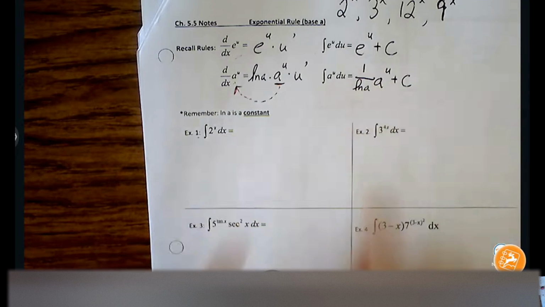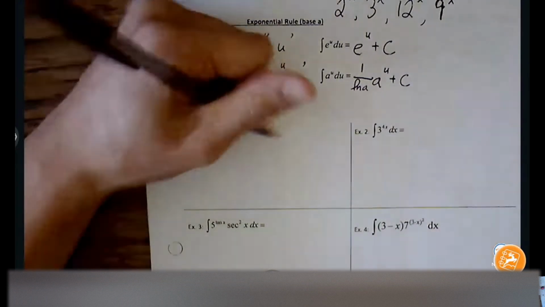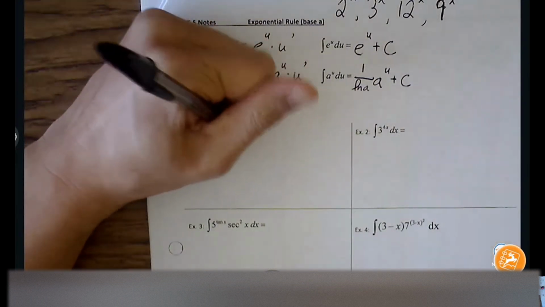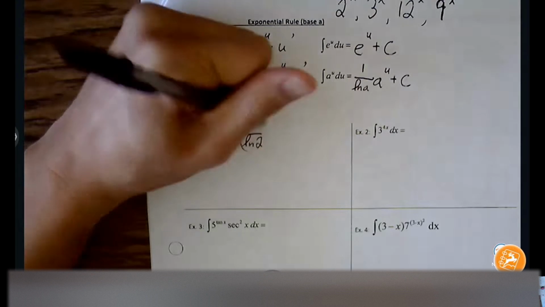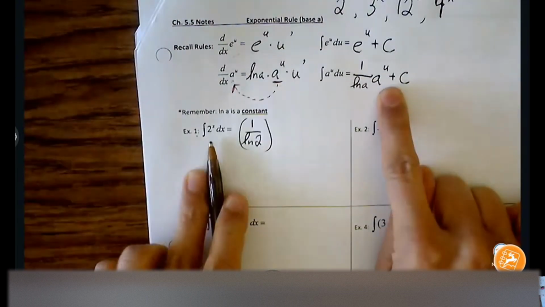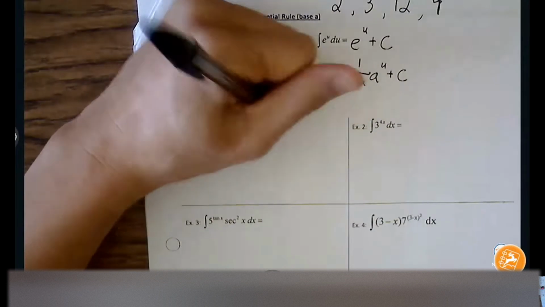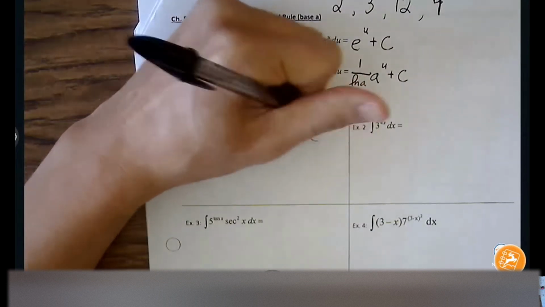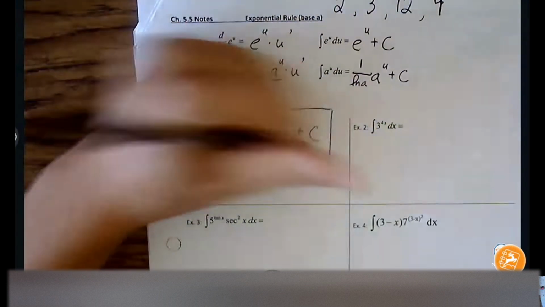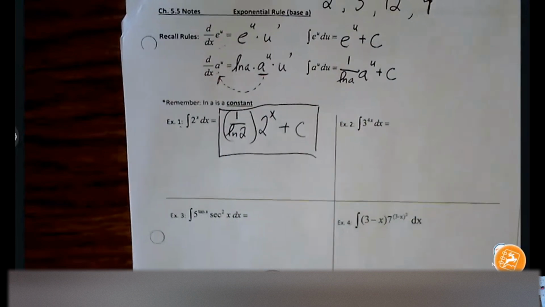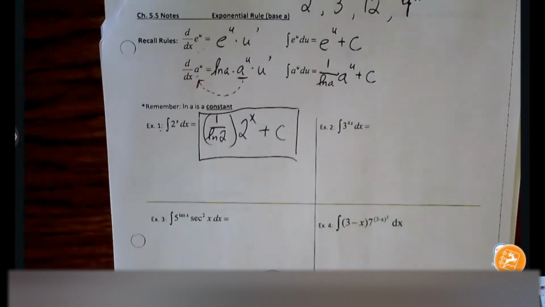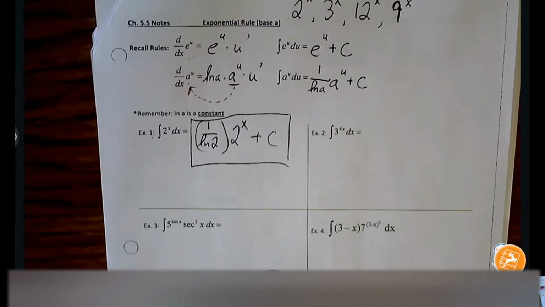So my rule just says 1 over natural log of 2, that's my a value, times the original function, a to the u, which is 2 to the x, plus c. Okay, starting with a simple, just matching the parts from our rule.